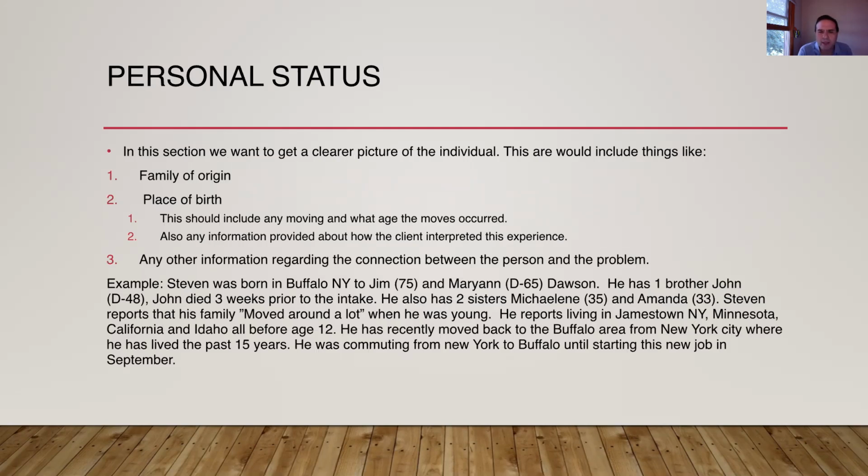And in this, we want to get a good picture of the person within their historical environment, right? So you want to include things like family of origin. Were the parents together? Did he know his biological parents? Did he not know? Was there foster care? So you want to identify the place of birth, include any major moves, what age the moves occurred if the person can remember. Also, any information provided about what those experiences were like.